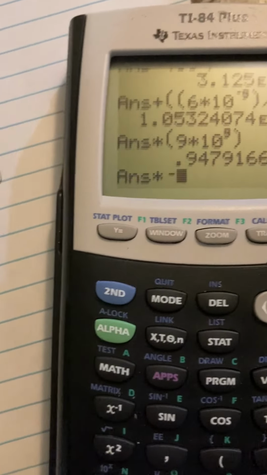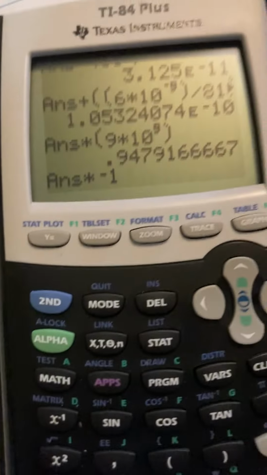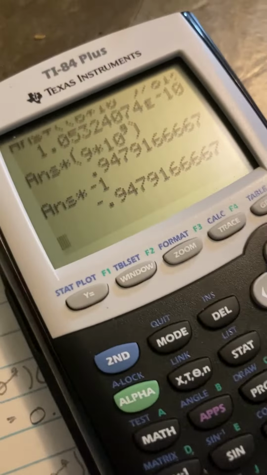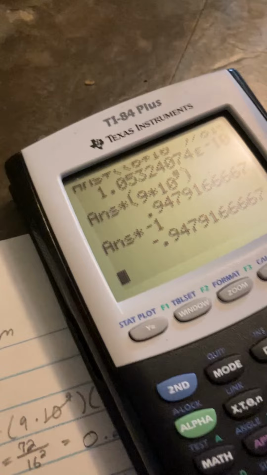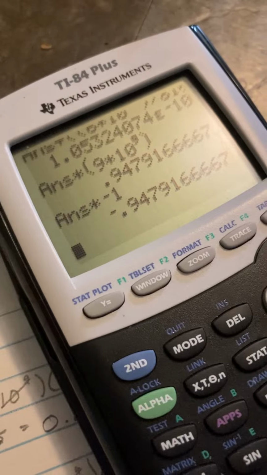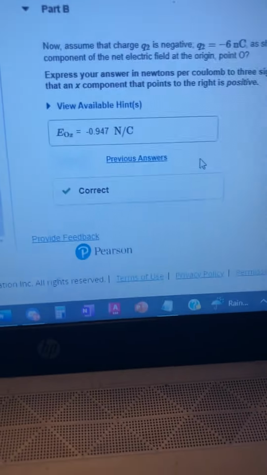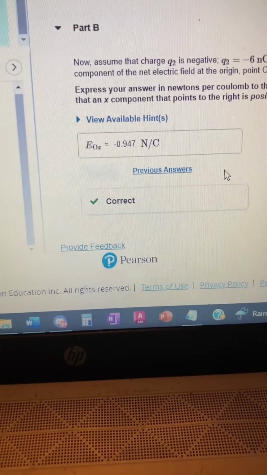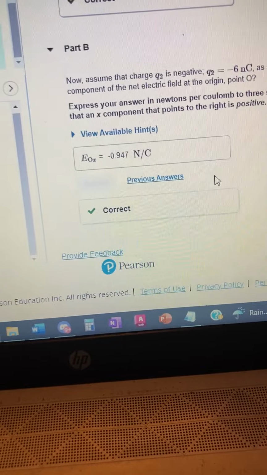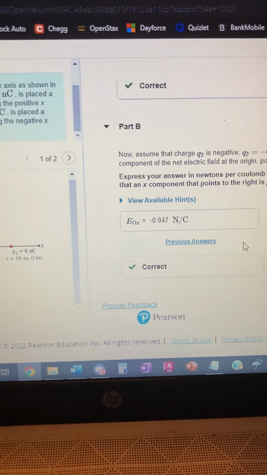And then we're going to multiply that by our negative 1 because we still have it there. So we're going to have negative 0.947, which we'll round to 0.948, and that's going to be measured in N over C. As you can see here, it's negative 0.947, but our tolerance is about a hundredth, I believe. So yeah, thank you.